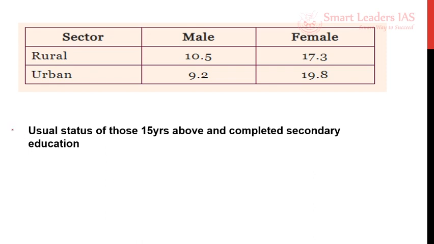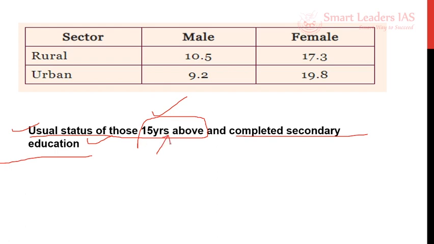Also, there is a slight emphasis in the PLFS data. It is going to give weightage to those who are above 15 years and also those who have at least completed secondary education. This is the main difference between PLFS and EUS. The employment and unemployment survey of the NSSO is not going to ask whether you have studied or not. But in this, just being above 15 years is not enough.